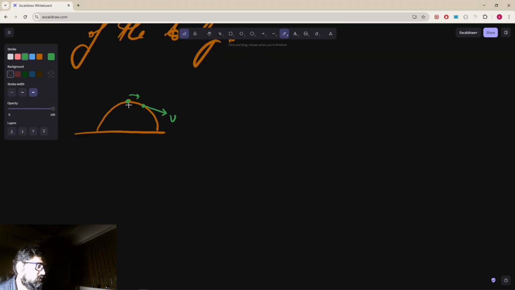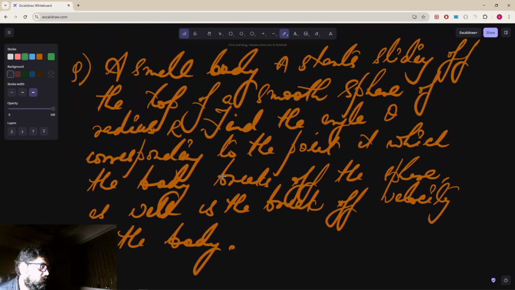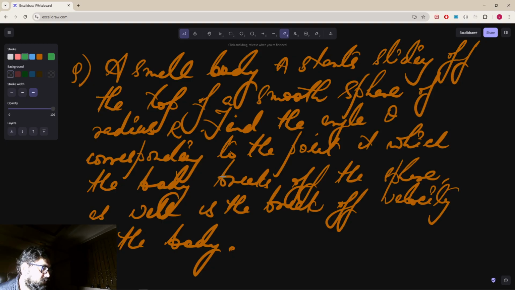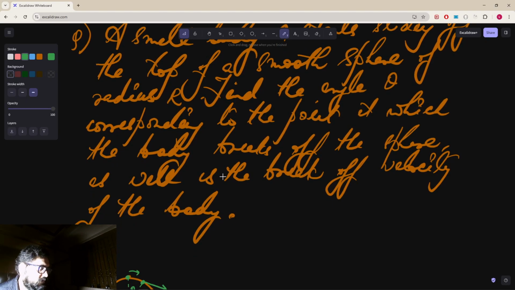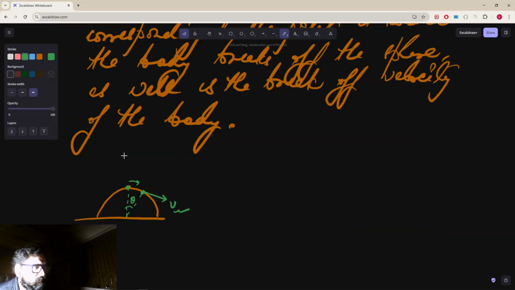I need to find out the angle that this body at this point makes with the vertical. So I need to find out this angle theta, and the second thing that I need to find out is this velocity v. These are the two things that I've been asked to find out in this question. I've not been given any mass. Okay, so let me assume that its mass is m, and based on this information, let me solve this problem.